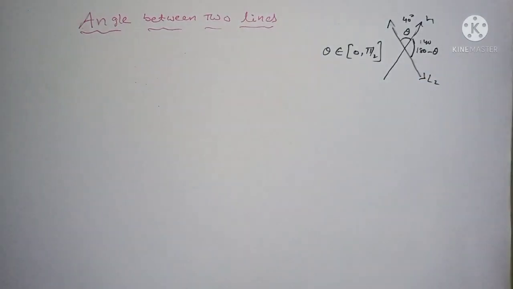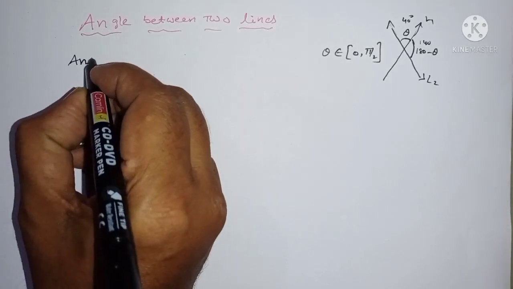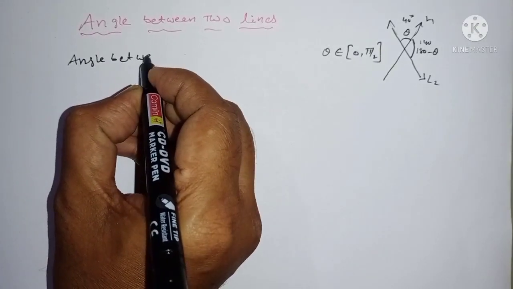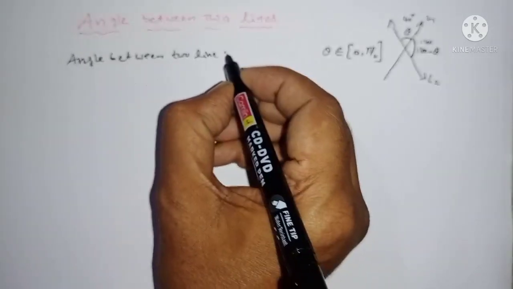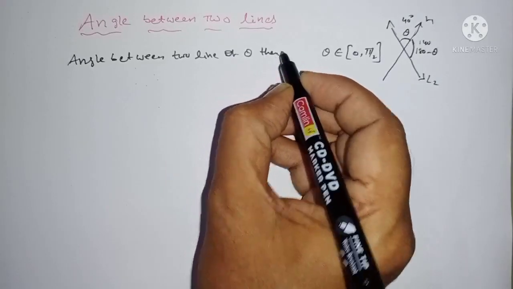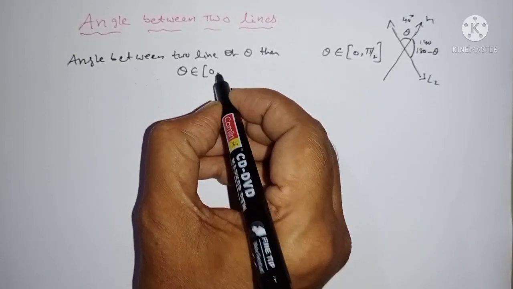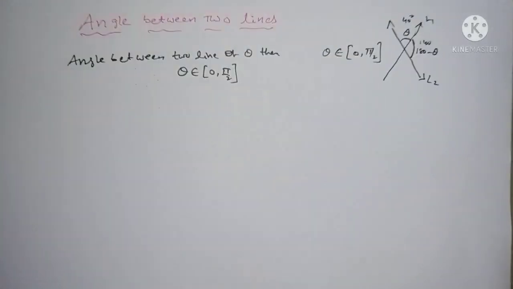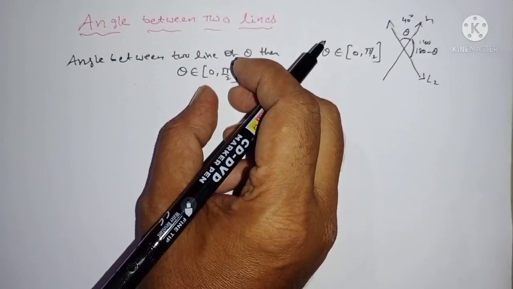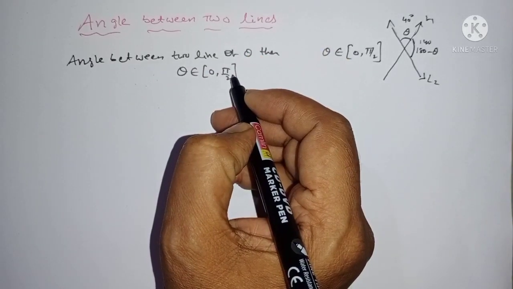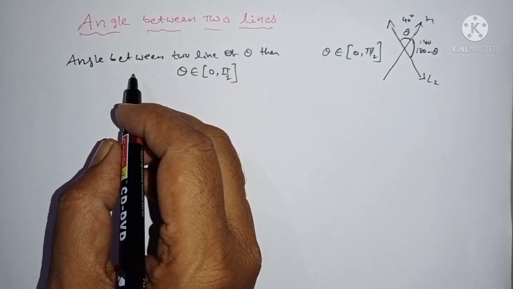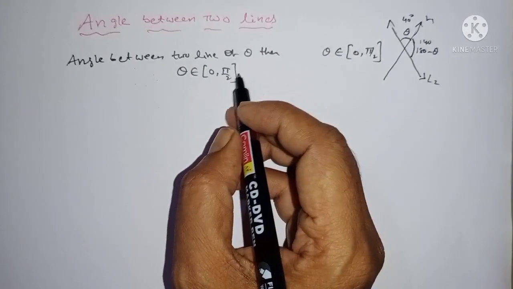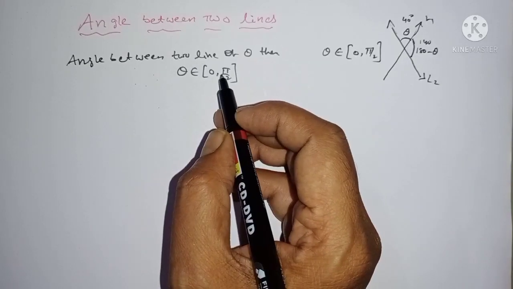How to find the angle? We have one theorem. I can write here the angle between two lines. If it is theta, then theta belongs to 0 to pi by 2 only. In between 0 and pi by 2, meaning 90 degrees. You can take here 0 comma 90 only. These are the most important concepts of angles. How to find the angle? It is only because cos theta you can take as positive only.